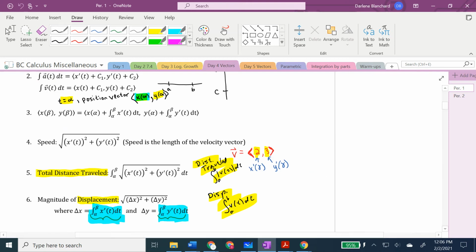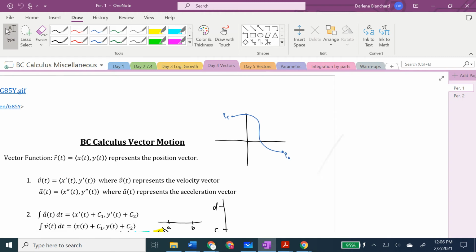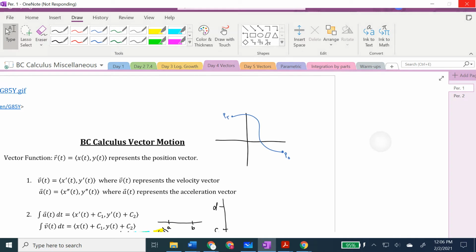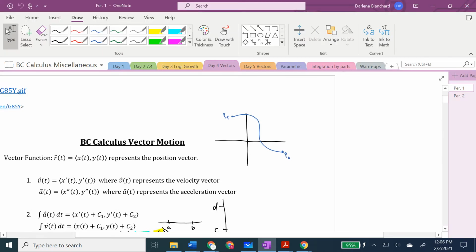Where'd it go? Shoot. Okay, I have to wait. I'm having lag. See? I'm not responding to you. I love it when my computer says, not responding. Oh, dear. Oh, good. Phew.